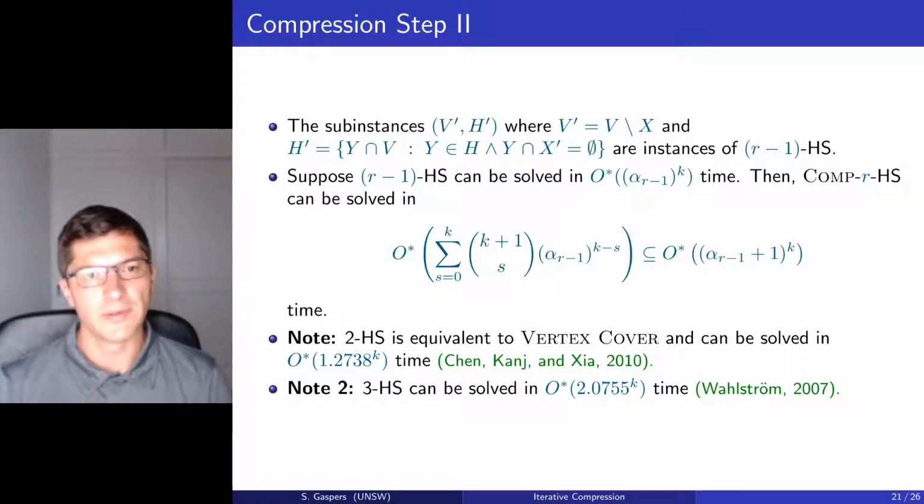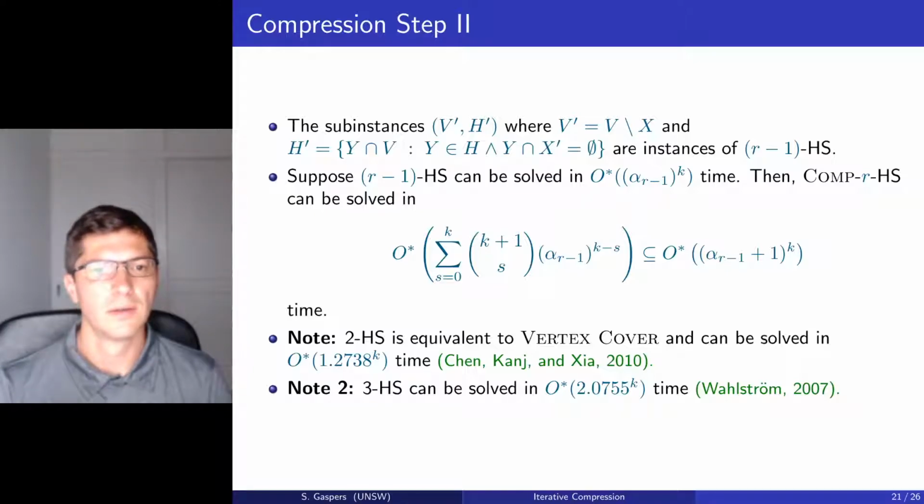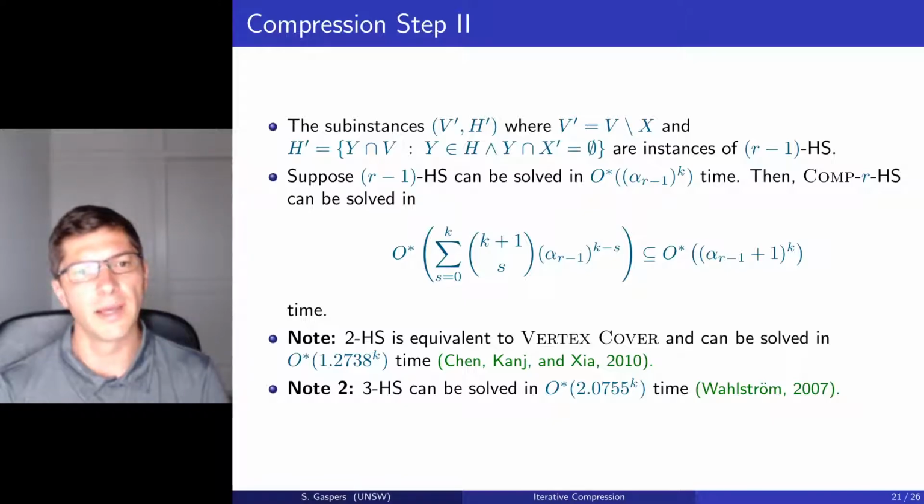So we are left with only sets of size 2, and if we only have sets of size 2 and we want to hit every set, this is equivalent to covering all the edges of a graph. So in 2 hitting set, we can just convert this to a graph and compute a smallest vertex cover in time 1.2738 to the power k, where k is the size of the vertex cover.